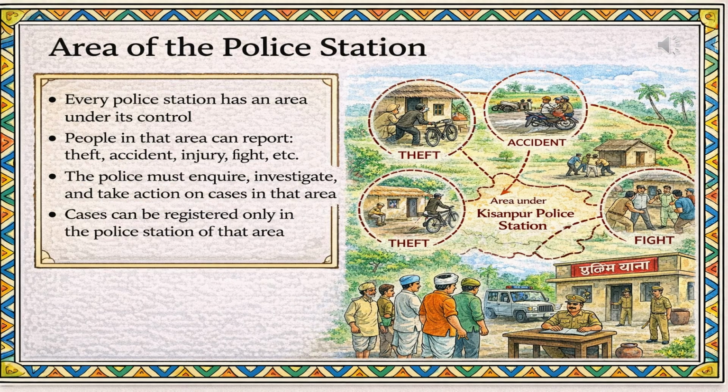Each police station controls a fixed area and is responsible for maintaining law and order there. People can report problems like theft, accidents, injuries, fights, or crimes. After a complaint, the police must inquire and investigate. A case must be registered in the police station of that area only. For example, if something happens in a village under Kasampur police station, the complaint must be filed there. This system helps the police work in an organized way.